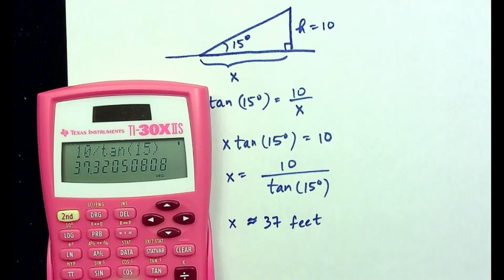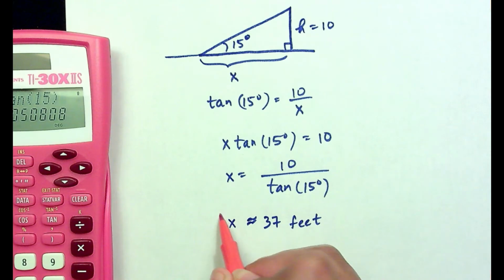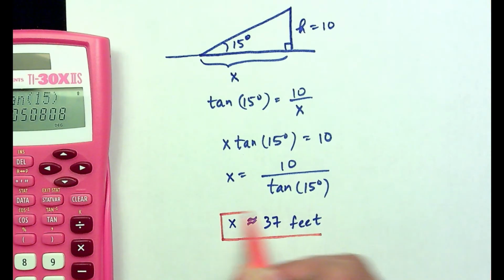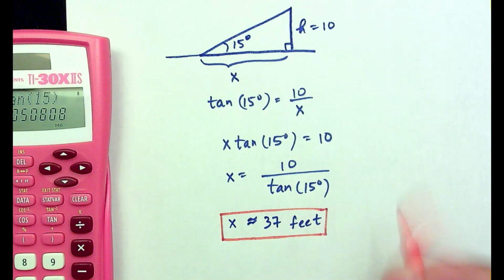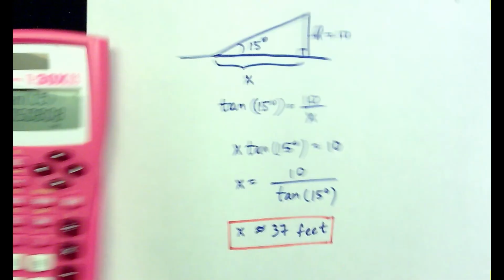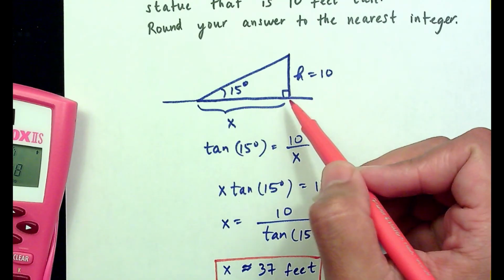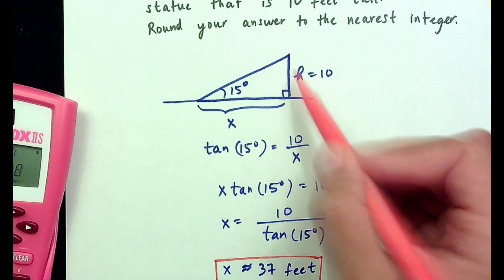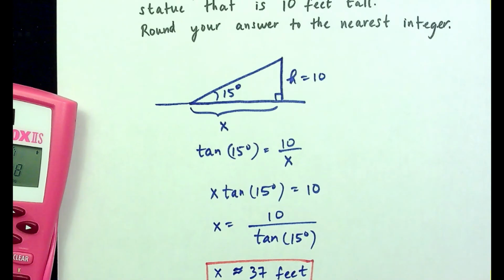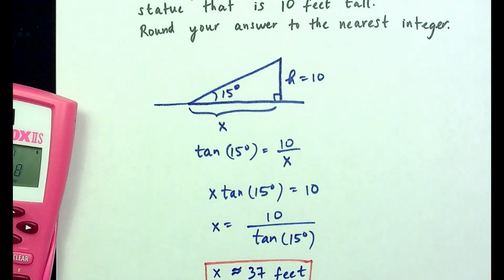Okay. Now, in some variations of this problem, they could give you the length of the shadow, and they might ask you what is the height of the statue or of the tree or whatever. But still, it's solved exactly the same way.